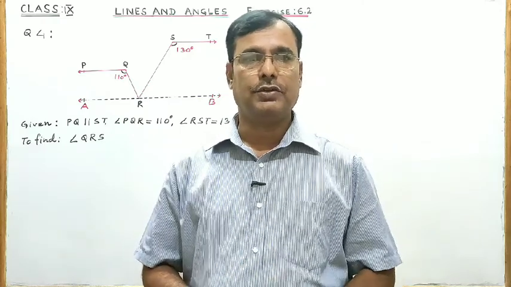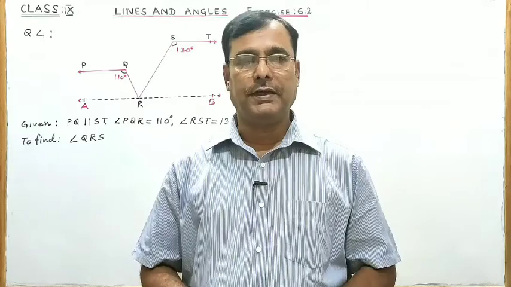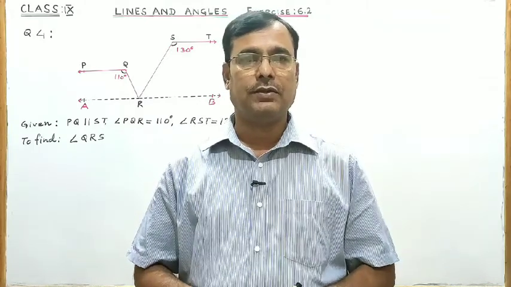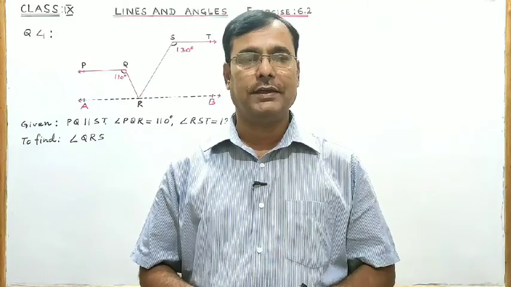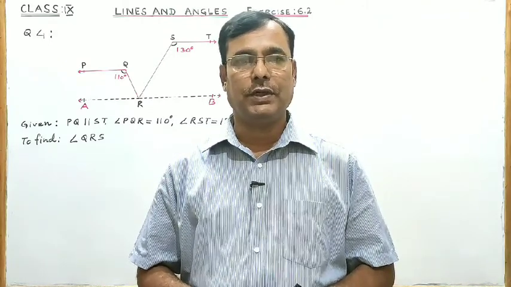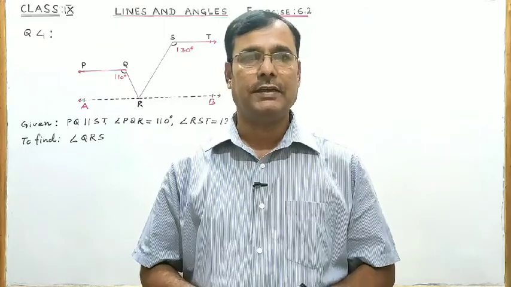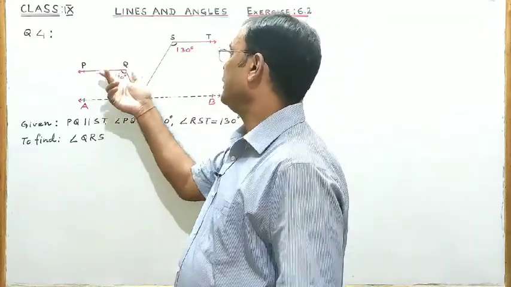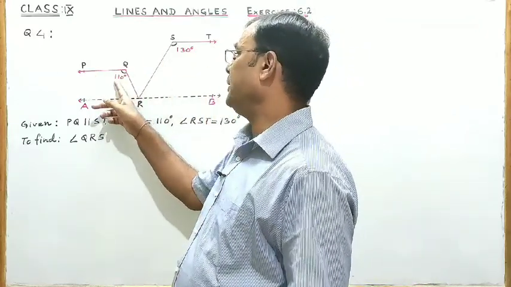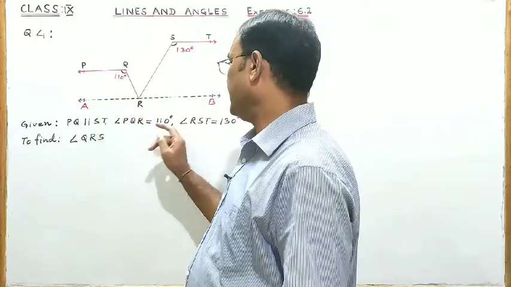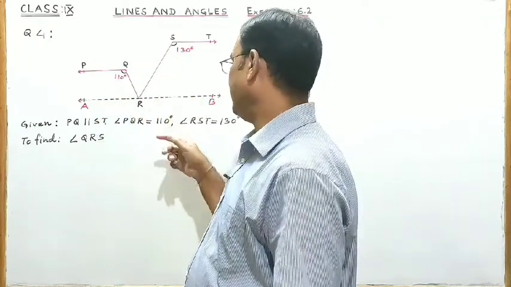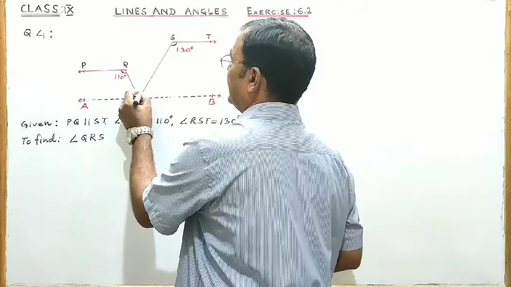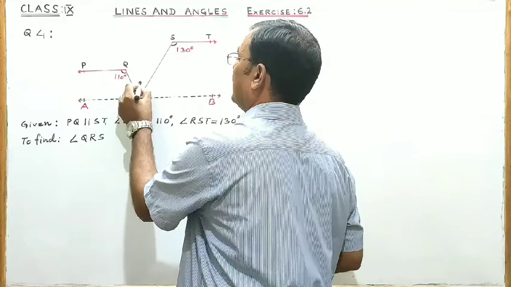Exercise 6.2, question number 4. In the given figure, if PQ is parallel to ST, angle PQR is equal to 110 degrees, angle RST is equal to 130 degrees, find angle QRS. In this given figure, PQ is parallel to ST, angle PQR is equal to 110 degrees, angle RST is equal to 130 degrees, then we have to find this angle QRS.